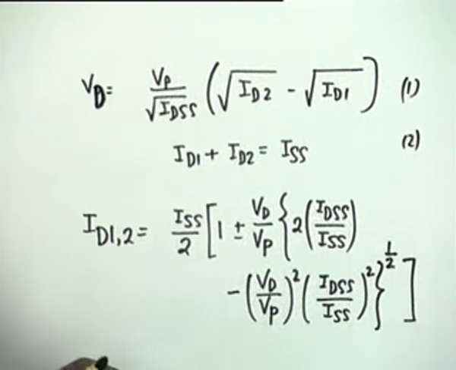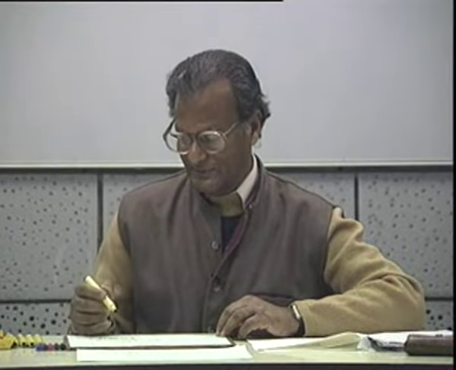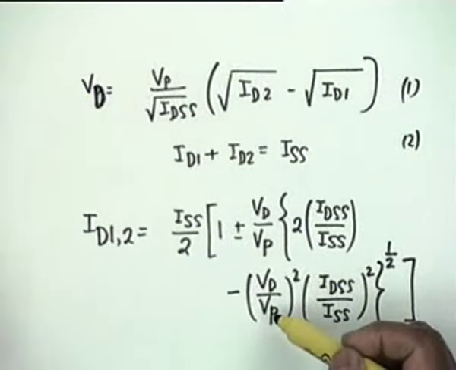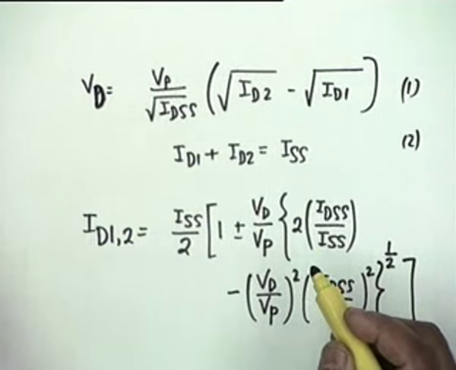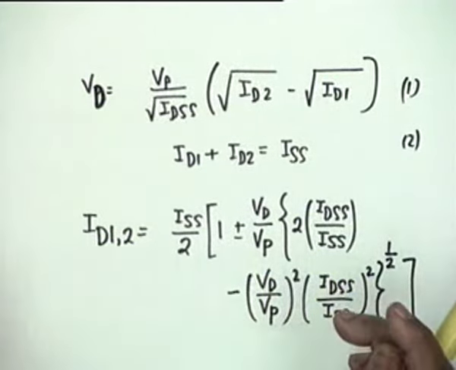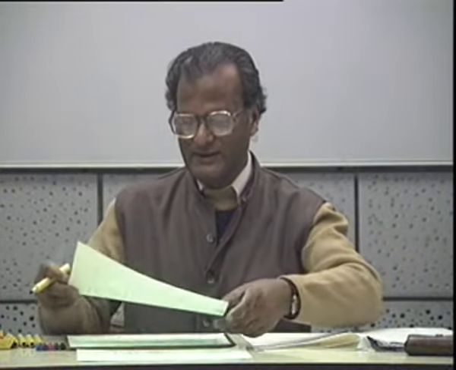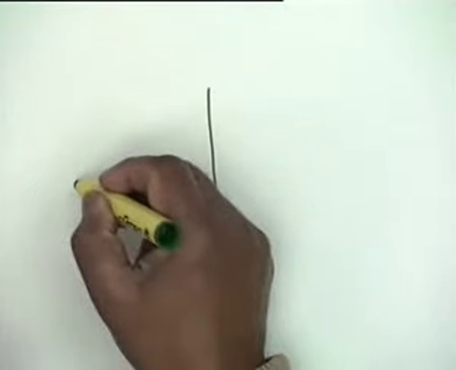Even though it's a horrible looking expression, it turns out that if you plot ID1 and ID2 versus the variable VD by VP, then the plots are exactly similar to the plots for IC1 and IC2 versus VD by VT in the case of a BJT. In other words, one current increases, the other decreases. The plots are exactly similar.